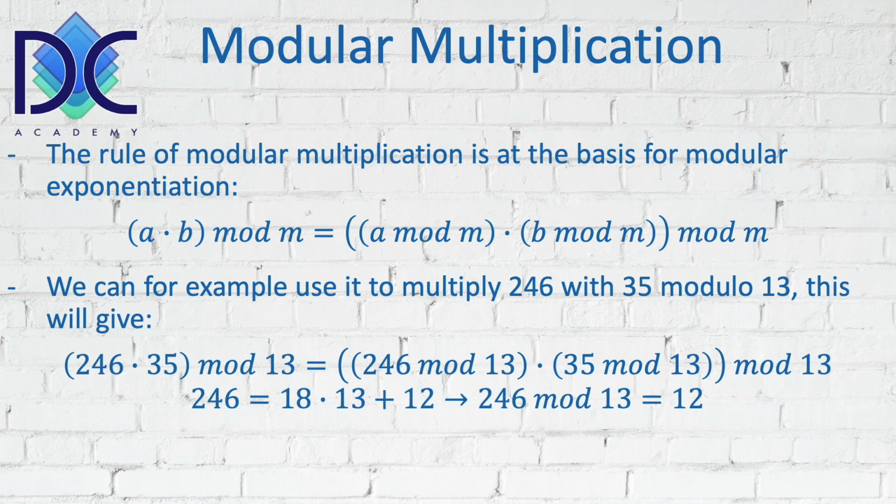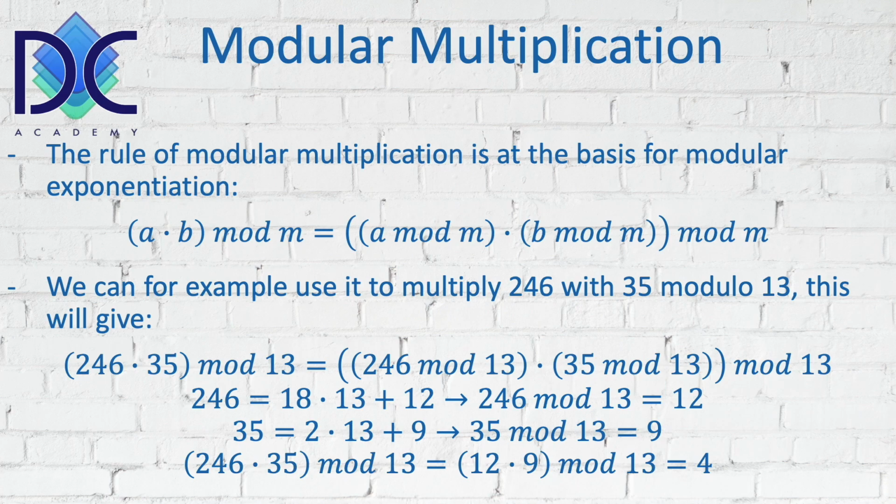So when we look at 246, we can say it's 18 times 13 plus 12. This means that 246 modulus 13 is 12. For 35 modulus 13, we can say that 35 is equal to 2 times 13 plus 9, which gives us 35 modulus 13 equal 9. And now we can replace 246 modulus 13 by 12 and 35 modulus 13 by 9. So we find 246 times 35 modulus 13 is 12 times 9 modulus 13, which gives us 4.